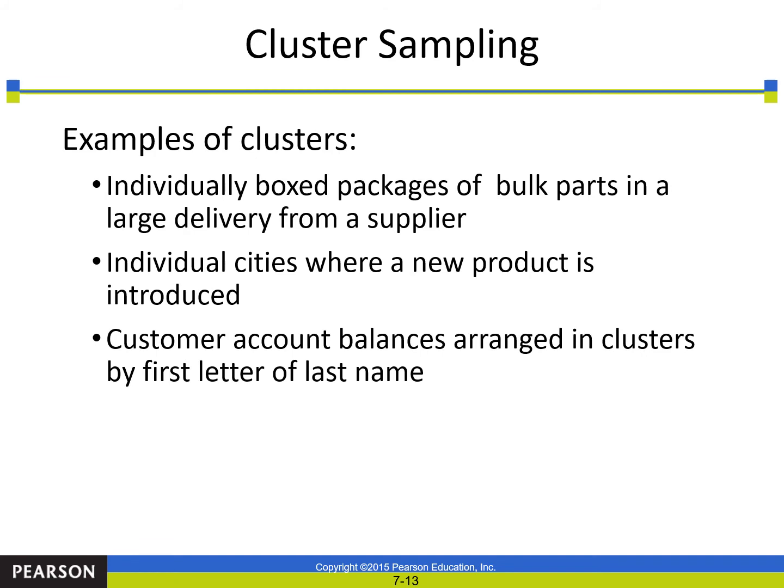Okay, so here are your examples for cluster sampling: individually boxed packages of bulk parts in a large delivery from a supplier. You can see how they're sort of the same, right? So they don't really differ too much, okay? Individual cities where a new product is introduced. Customer account balances arranged in clusters by first letter of last name. Okay, so something to think about: how is cluster sampling different from stratified?